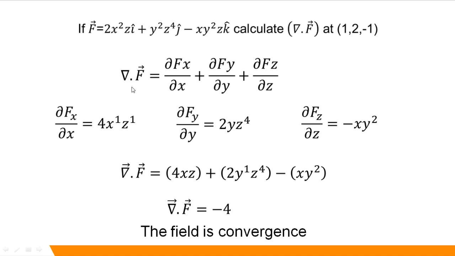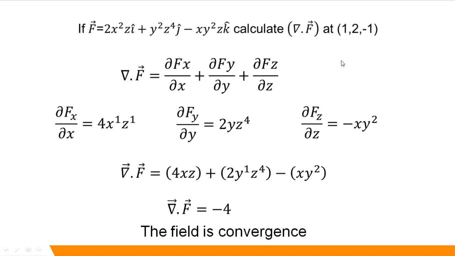Now first differentiation: ∂Fx/∂x becomes 4xz. Here x² is there, so differentiation gives 2x, 2 times 2 is 4, so 4xz. Here y² is there, so differentiation gives 2y z⁴. And here it is −xy²z to the power 1, differentiation gives −xy². So this is the divergence of F: 4xz + 2yz⁴ − xy².